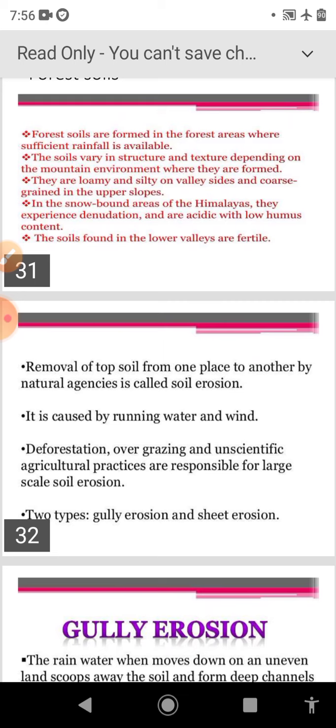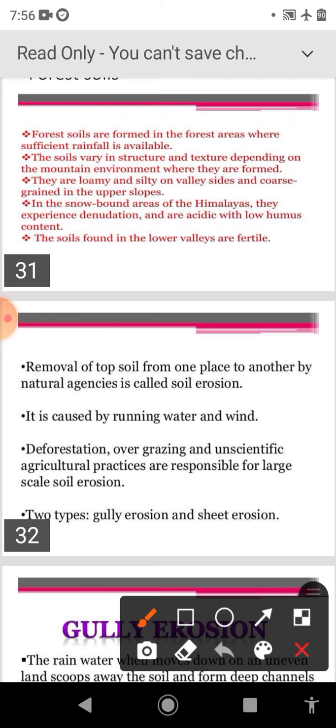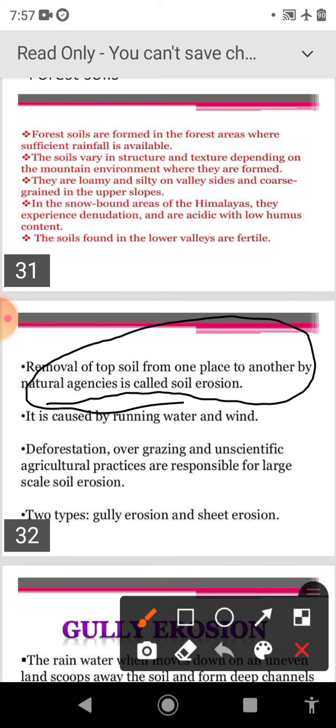With regard to soil erosion, in a very simple sentence, what we can say is: removal of the top layer of soil from one place to another by natural agents is known as soil erosion. It may be caused by running water or by wind. Other important causes are deforestation, overgrazing, and unscientific agricultural practices.